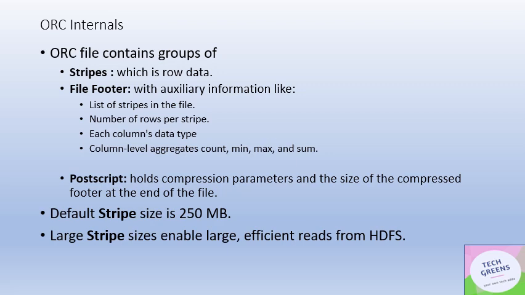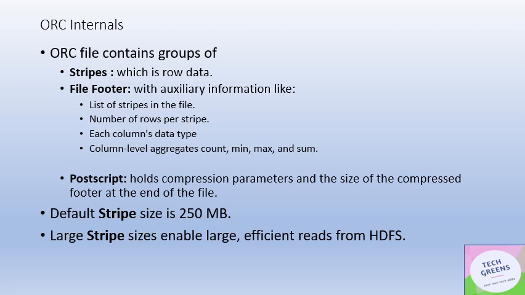That is, how many stripes there are, what the number of rows in each stripe is, what the data type of each column is, and at the same time it also keeps some column level aggregates like count, min, max, and sum, such as what is the minimum row count in a particular stripe, what is the maximum row count, what is the sum of rows, and the count of rows in that particular stripe. So all this metadata information about a stripe is kept in the file footer.